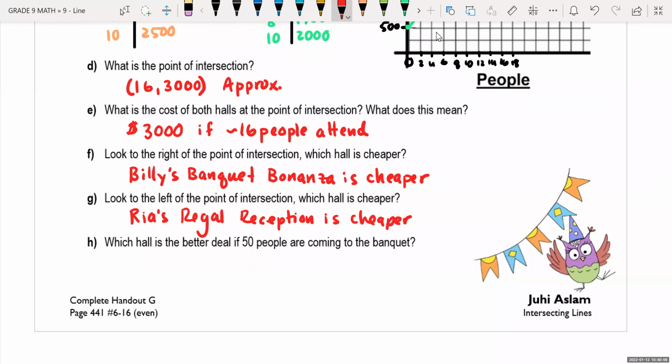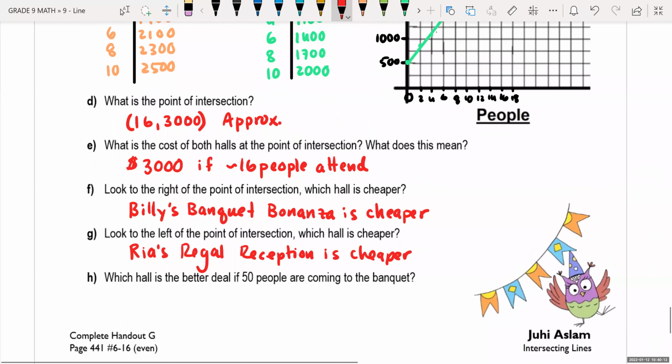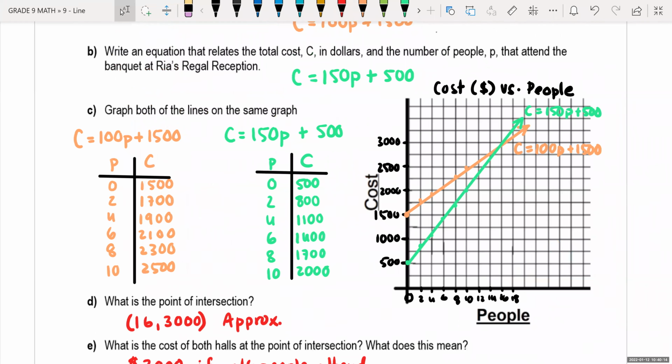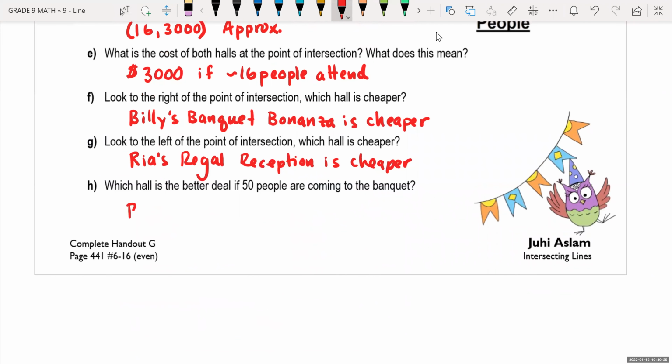Which hall is the better deal if 50 people are coming? So what do you guys think? If 50 people are attending this banquet hall, which one of these packages is cheaper? Yeah, 50 means you're way over here, and that means that this orange line is going to be below the green line, and the orange line refers to Billy's. So Billy's Banquet Bonanza.